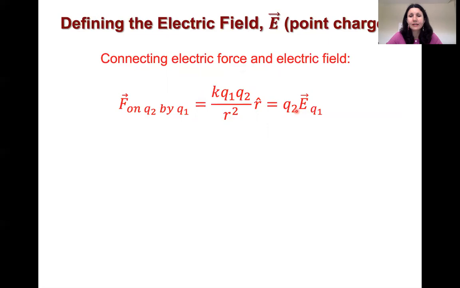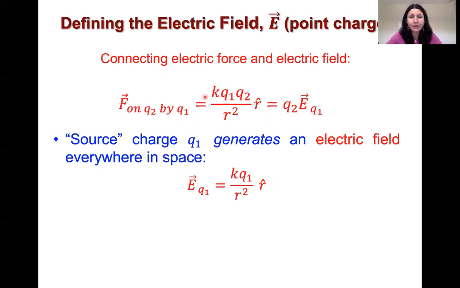So what we say here is that because we know force is equal to the charge times the electric field, this force equals, because we called Q2 our test, Q2 times the electric field generated by charge Q1. Now if we look at this equation and pull out the terms, we get the electric field. Again, the source is our Q1. It generates an electric field everywhere in space, the same way it generates a voltage everywhere in space. And then charge Q2 feels that field.